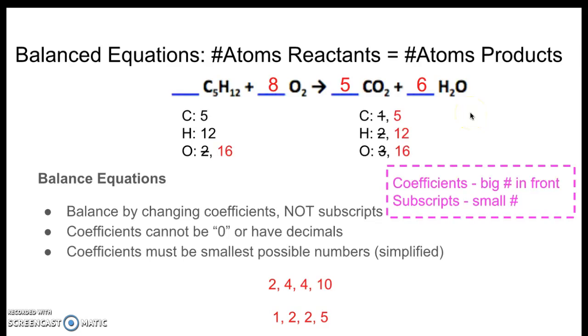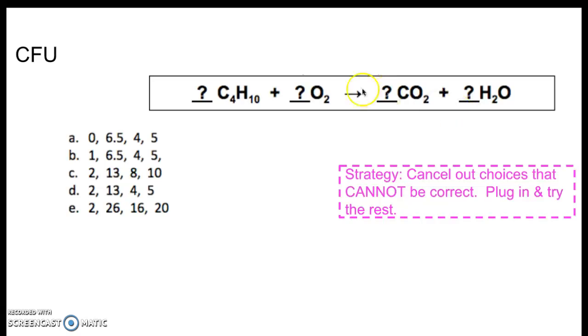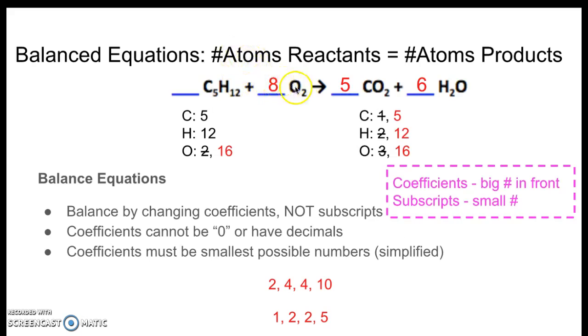All right, in a moment, you're going to try a CFU with a similar problem where you're asked to figure out which of these sets of coefficients would work. Now, a strategy for this, instead of actually going through the process of balancing it, since they give you all of the coefficients, not just one of them, not just 2 of them, you're given all of them, you can essentially do what we did in the previous problem, which was plug it in and see if, when we plugged them in, it would balance. The work we did up above.